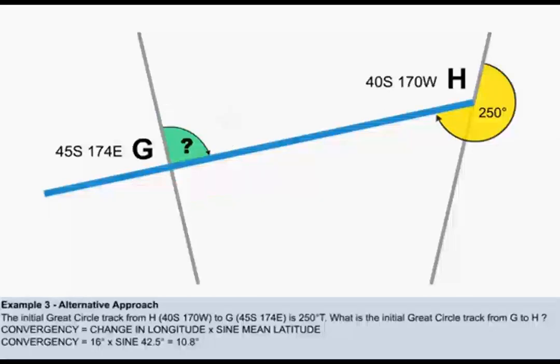Alternatively, you could have used the method of paralleling the meridian. Here is the paralleled meridian. This is the corresponding angle of 250 degrees true. So what will be the reciprocal track from the parallel construction line be? 070 degrees true. However, this is from the paralleled construction line. We now have to add the convergency in order to measure from local true north. So the initial great circle track from G to H is 080.8.